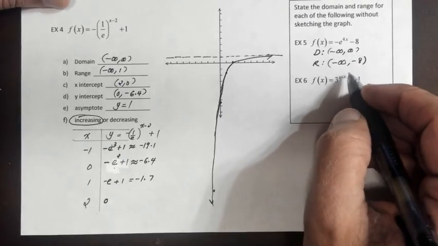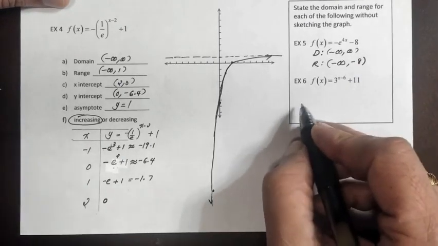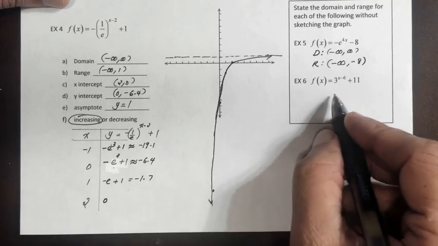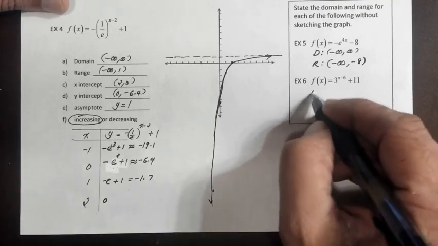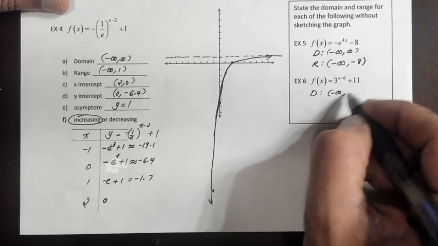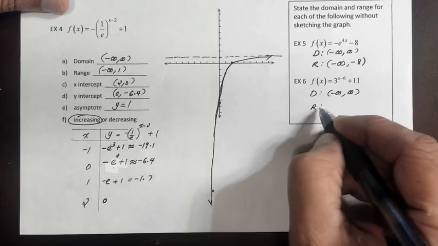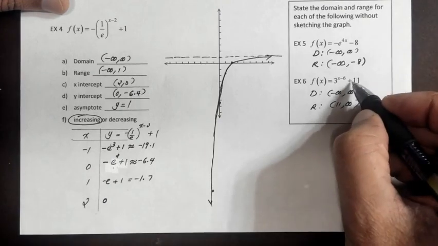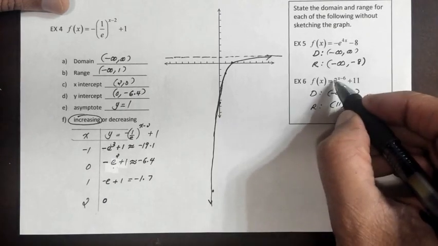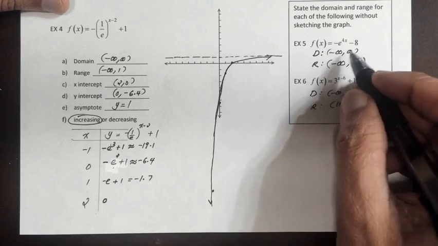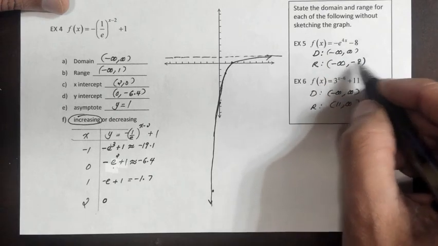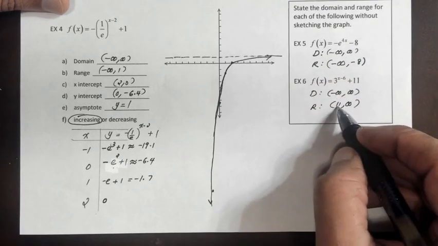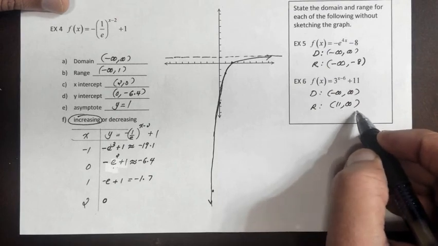That's the case. And down here, that is definitely an increasing function, and the domain is the same, negative infinity to positive infinity, and the range is starting at 11 all the way up to positive infinity, because that is plus 11 and this is positive. That is negative, that is why it is starting from negative infinity to negative 8, and this is starting from 11 to positive infinity.